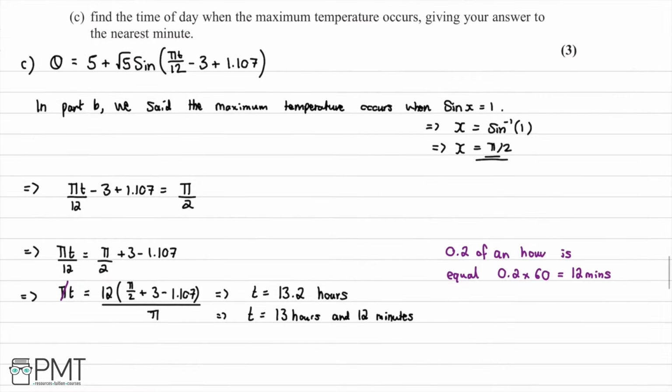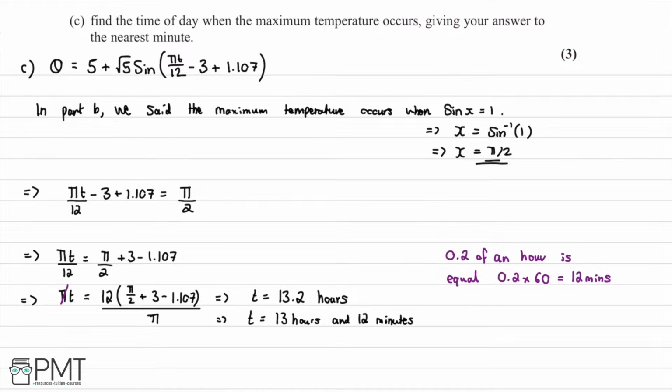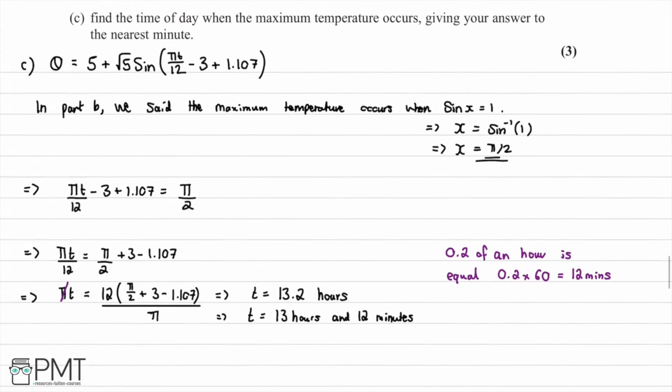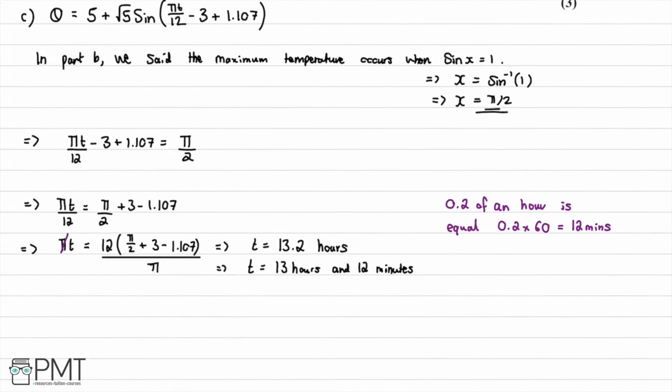But again, we were asked to find the time of day, and we know in the question we're told that t is a number of hours after midnight. So therefore, just to finish this off, we can say that t is equal to 13 hours and 12 minutes after midnight. And therefore, we've completed this question.